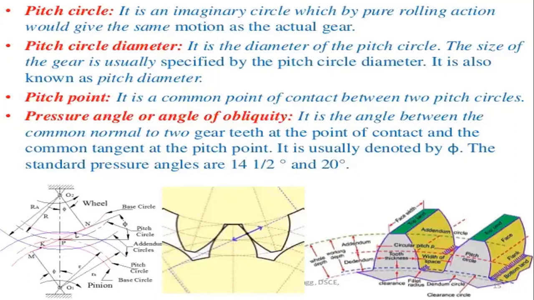And the next one is the pressure angle, or angle of obliquity. The pressure angle is the angle between the common normal to the two gear teeth at the point of contact and the common tangent at the pitch point. This can be denoted by phi. And the standard pressure angles are of two types. The first one is 14.5 degrees, and the second one is 20 degrees.